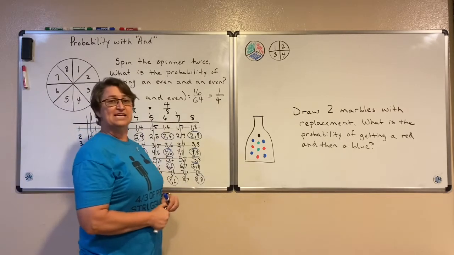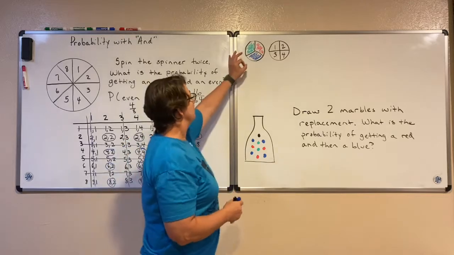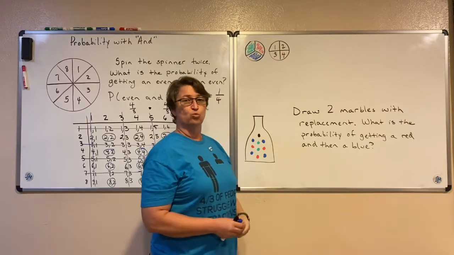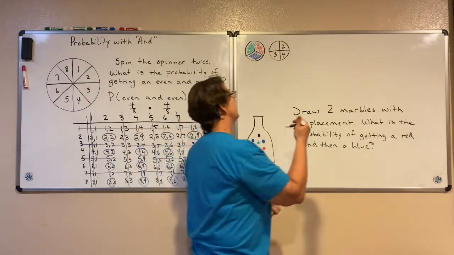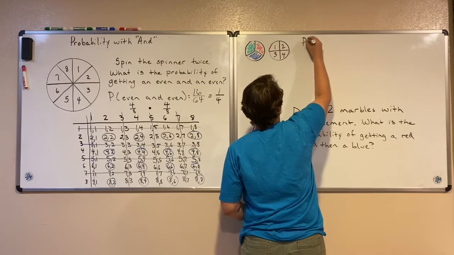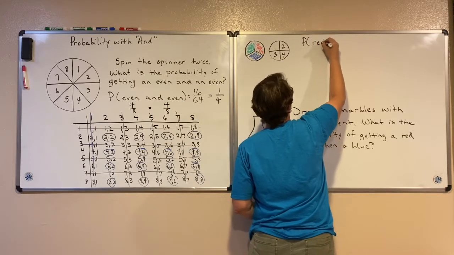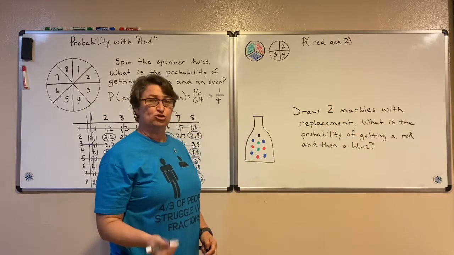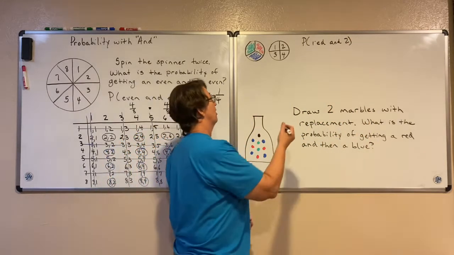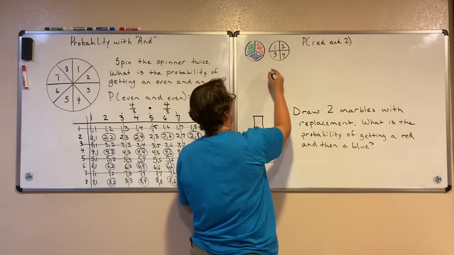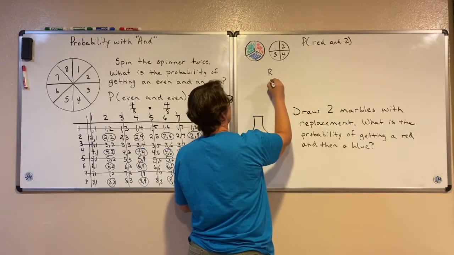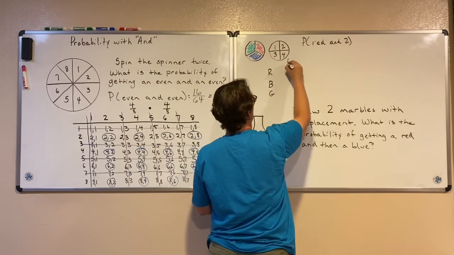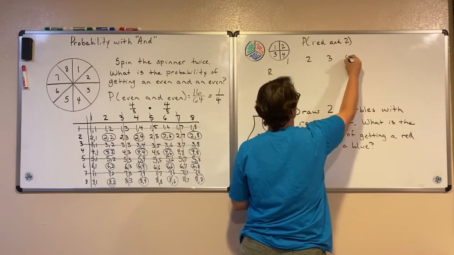Let's look at spinning these 2 spinners. So here I have a spinner with green, red, and blue, and there I have a spinner with the numbers 1, 2, 3, and 4. I want to know what's the probability that I spin a red and a 2. Again, let's use that symmetric sample space to help us figure out that probability. Well, on the first one, I can get a red, a blue, or a green. And then on the second spinner, I could get a 1, a 2, a 3, or a 4.